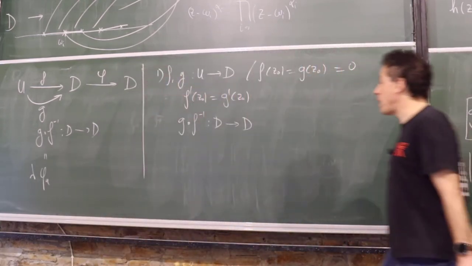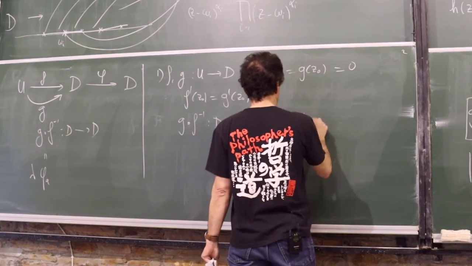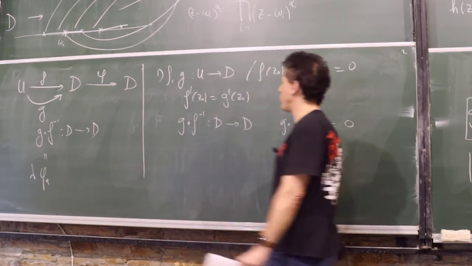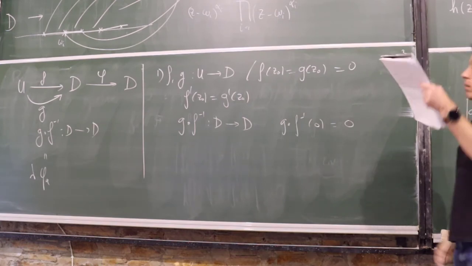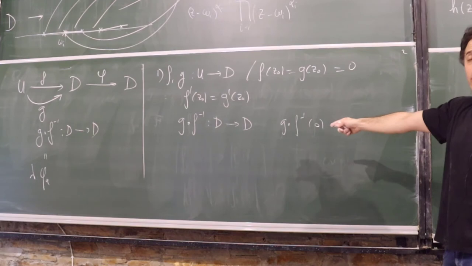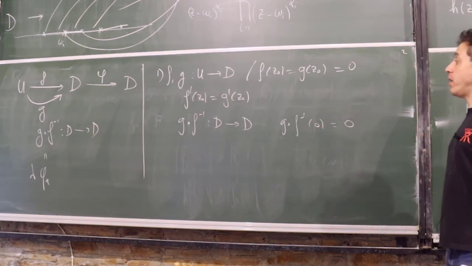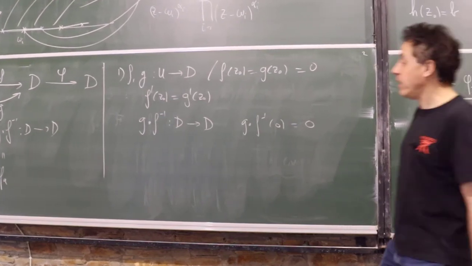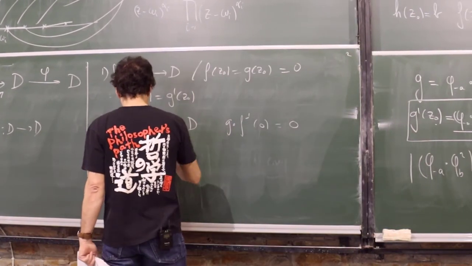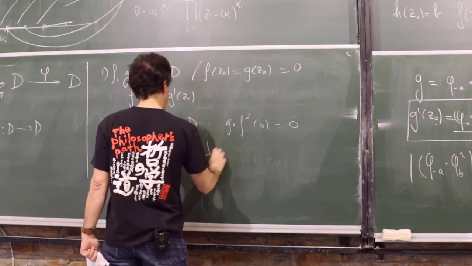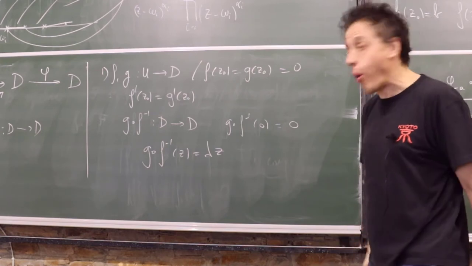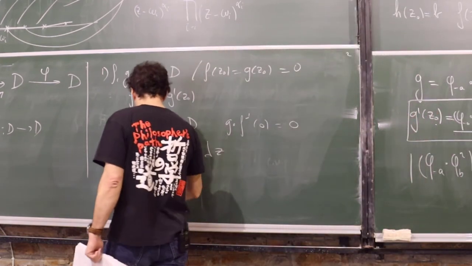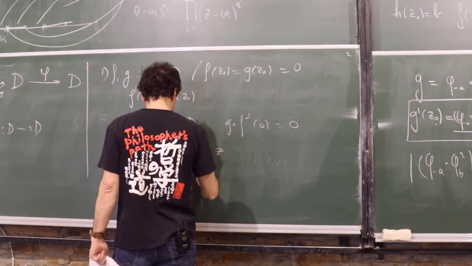From D to D, this map G composed with F inverse takes 0 to 0. Applying this, it is a biholomorphism. A map from D to D that takes 0 to 0 and is a biholomorphism is necessarily multiplication by lambda z, where lambda is some complex number of modulus 1. So G of z must necessarily be lambda F of z.